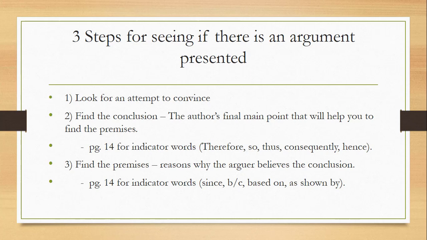A third step is to find the premises. Find the reasons why the arguer believes the conclusion. If you can find premises and they support a conclusion, well then the passage is an argument. And there are also indicator words for the premises. There are many indicator words given on page 14 of your textbook, but here is a small example of some of these indicator words. There are words such as since, because, based on, as shown by. Usually, but not in all cases, what follows after these indicator words is or are the premises.